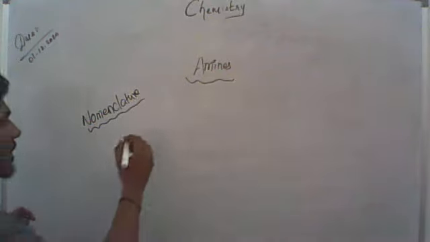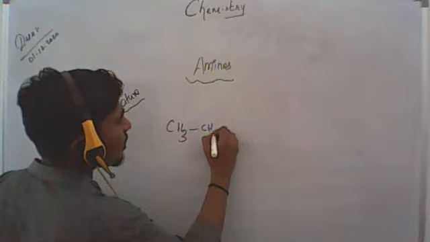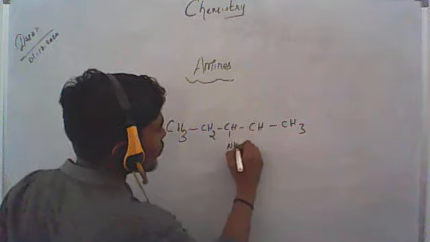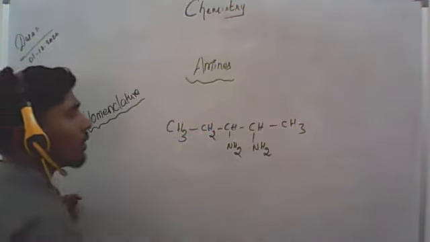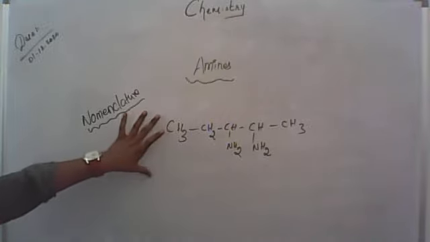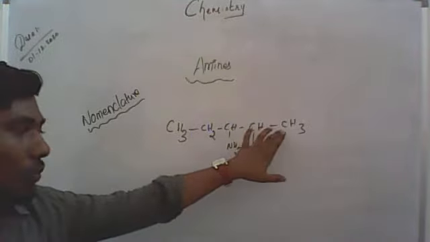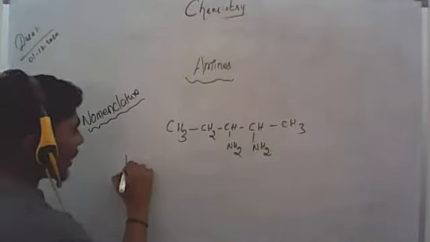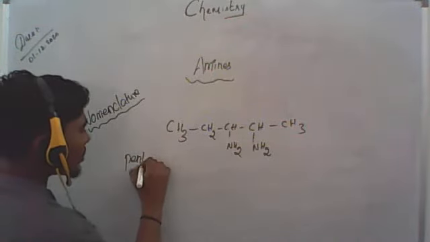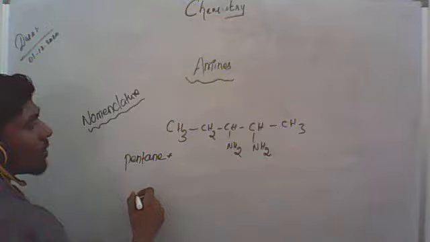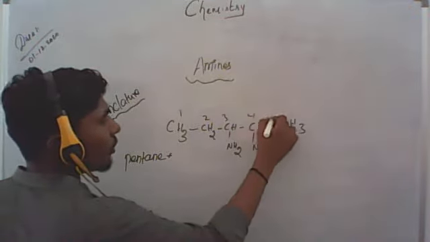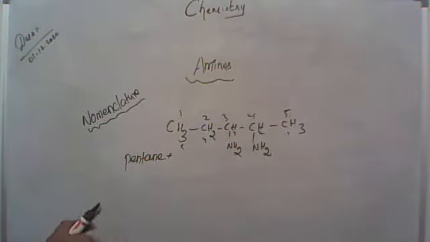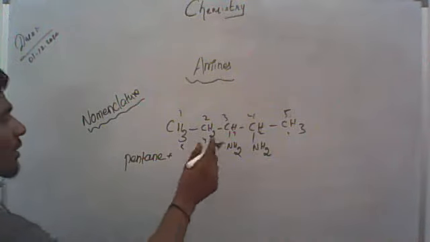And next example, CH3 CH2 CH CH CH3 NH2 NH2. See here, how many carbons in the parent chain? 1, 2, 3, 4, 5. There are 5 carbons in the straight parent chain, so it's a pentane. Why? Because all the carbons have a single bond. So 1, 2, 3, 4, 5 from both sides, the functional groups are at the third and fourth positions.